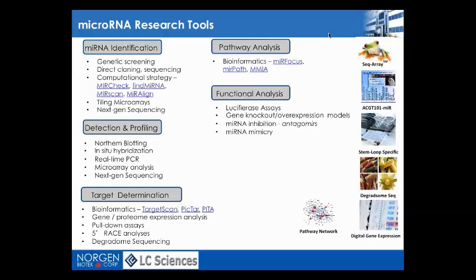Then the big step, of course, the big issue is the target determination, especially because you don't have a perfect match to the messenger RNA in mammalian samples. In plant samples, it's a little easier because you do have a perfect match. Again, there are a lot of different databases out there nowadays that predict the targets that are available online. Here, just a few highlighted: TargetScan, PicTar, and PITA.